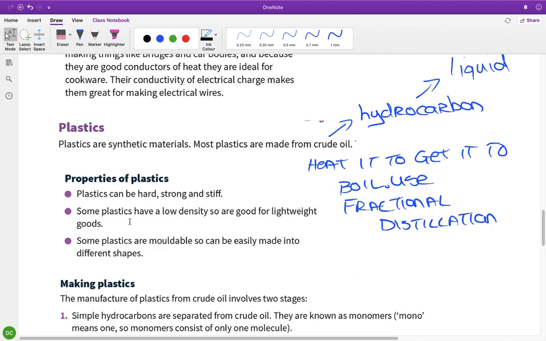Or like the plastic in a 7-Up bottle or a Coke bottle. So plastic can be hard, strong and stiff, like my cutlery, crockery, plates and bowls. Some plastics have low density, so they're good for lightweight goods. And some plastics are moldable, so they can be made into different shapes. So this is why plastics are, in quotes, amazing as a product, amazing in terms of their versatility and what they can do. But obviously in recent years, plastics are only around since, I think, the 1930s.